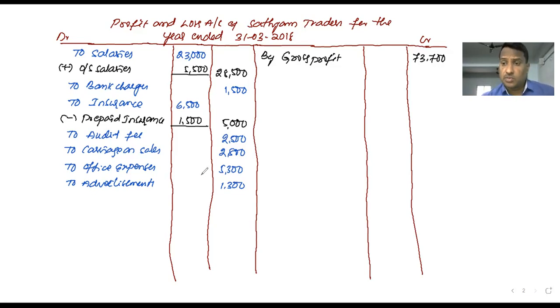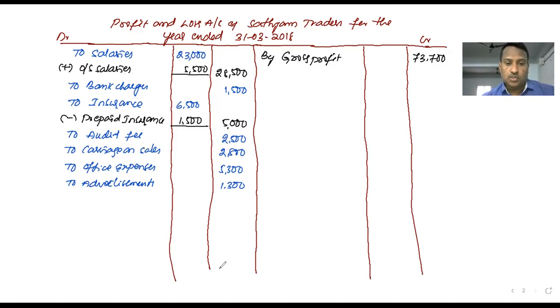Next we move to the adjustments. Closing stock we already considered in the trading account. It is over. Outstanding salaries also over. Prepaid insurance over. Two more adjustments are to be recorded in this profit and loss account: provision for bad debts, and the second one is depreciation.